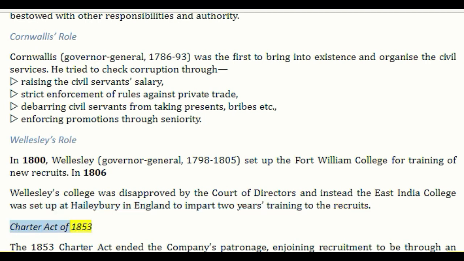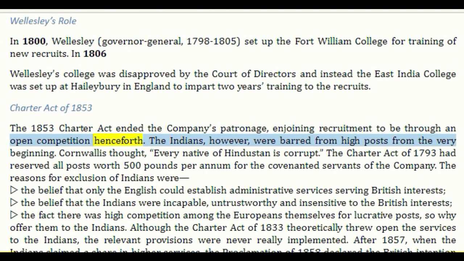Charter Act of 1853. The 1853 Charter Act ended the company's patronage, enjoining recruitment to be through an open competition henceforth. The Indians, however, were barred from high posts from the very beginning. Cornwallis thought, every native of Hindustan is corrupt. The Charter Act of 1793 had reserved all posts worth £500 per annum for the covenanted servants of the company.